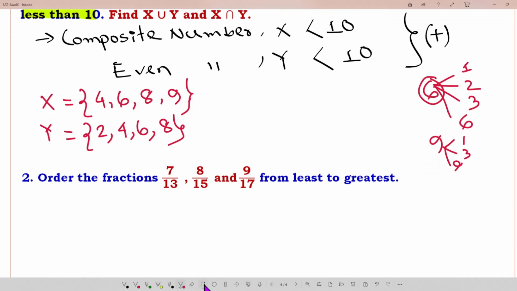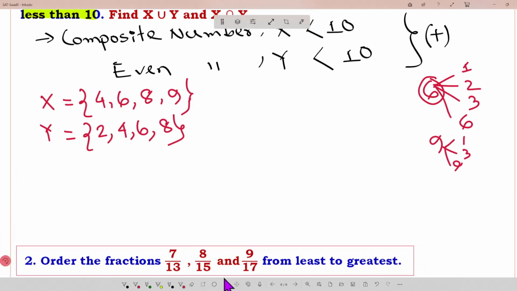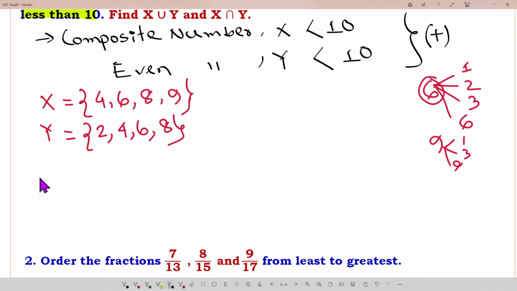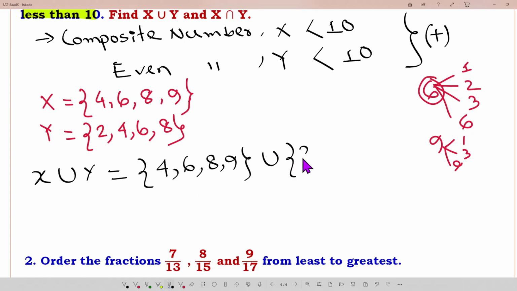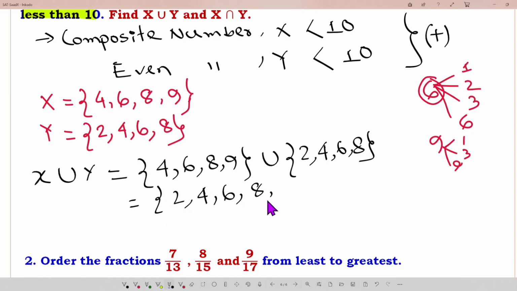Now we will find the union and intersection of X and Y. So this one we can write X union Y. X here is 4, 6, 8, 9, union 2, 4, 6, 8. So what will be the answer? Union means common, uncommon, everything. So our answer will be 2, 4, 6, 8, 9. Right? So this is our X union Y.